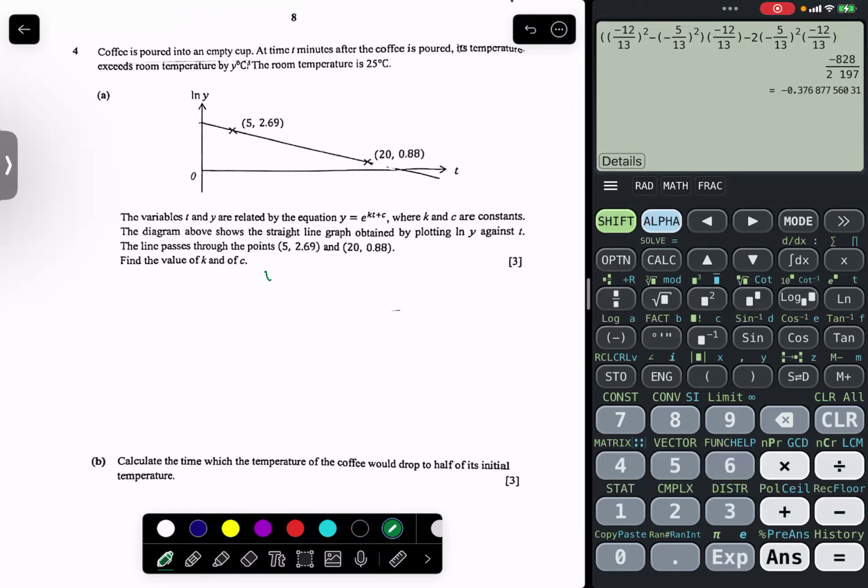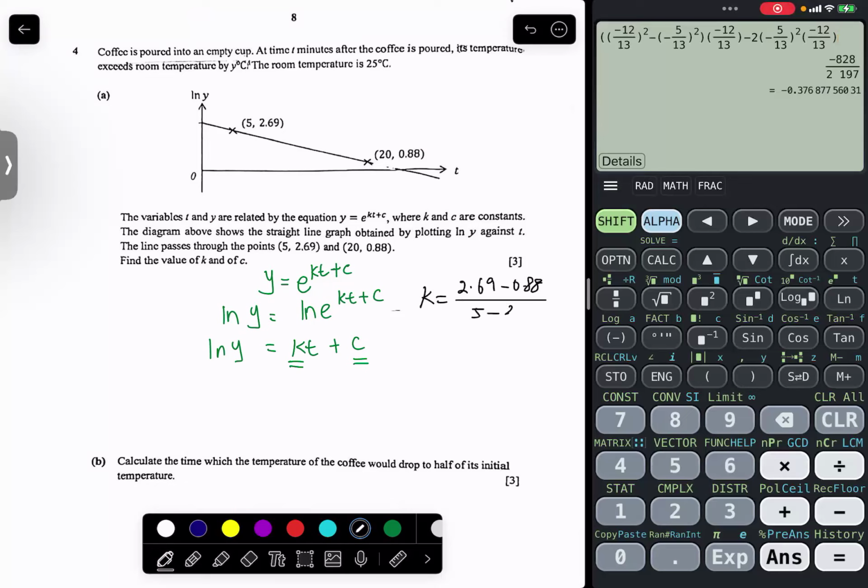Okay, so y equals e^(kt+c). So if I take ln, ln y is going to be ln e^(kt+c), which is just kt plus c. So ln y, k will be the gradient, c will be the intercept. Okay, so then we calculate the gradient. Gradient k equals y2 minus y1 over x2 minus x1.